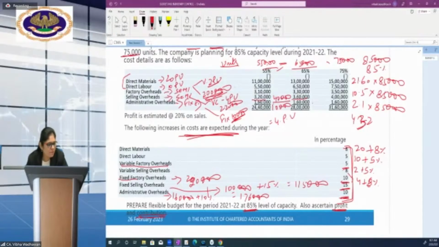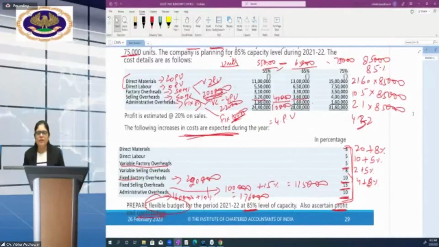In which type of question? Danish, it's given in the question itself, the last line: flexible budget. We are making the flexible budget. Whenever we make a budget at different levels of capacity, it's always a flexible budget. This budget, 55%, 65%, 75%, 85%, is going to be made for different levels of activity. So for 85%, we have the ready figures with us.